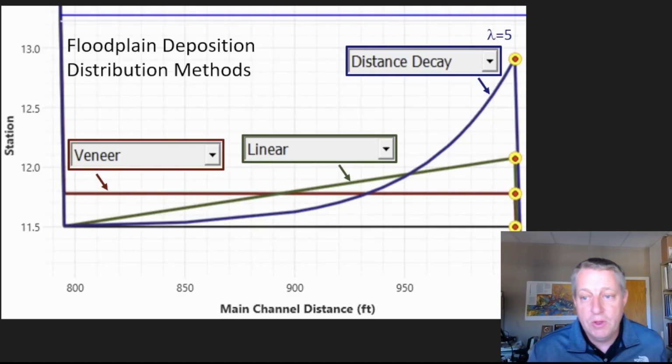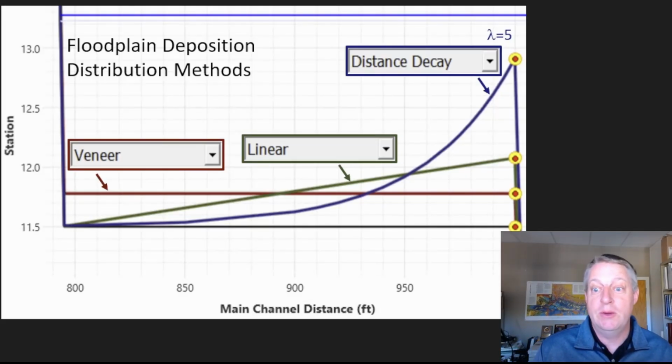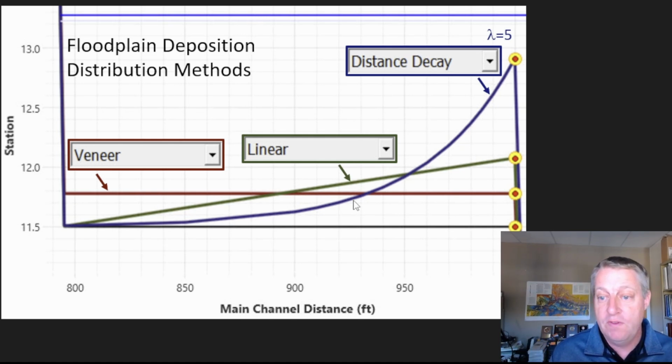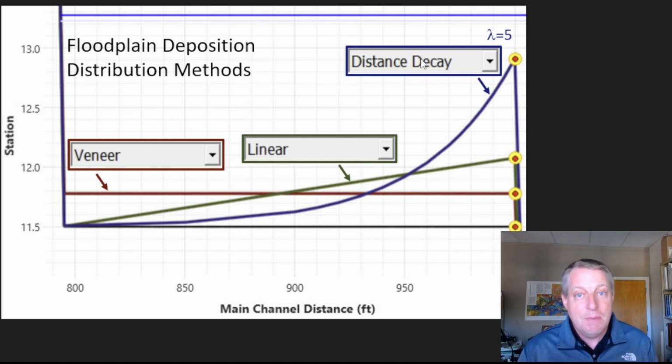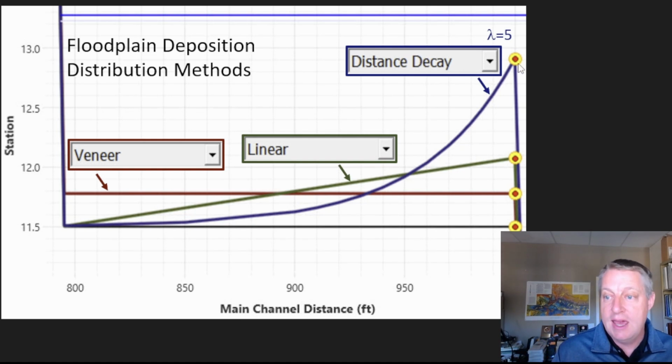Here's an example that I included in the user's manual that shows the same mass distributed three different ways. Here's the simple veneer method in red. The linear method is in green. You'll see it's basically the same mass, just turned up on an angle, so the maximum is near the channel and the minimum is at the edge. And then we have the distance decay method, which is a non-linear decay that has a coefficient.